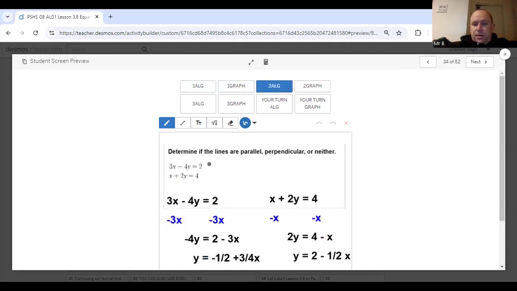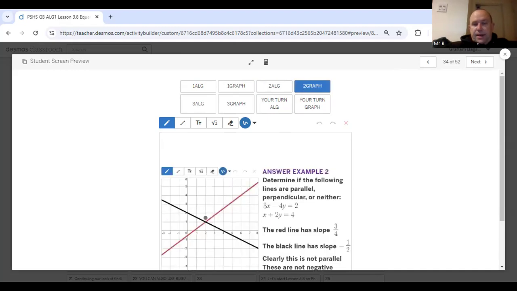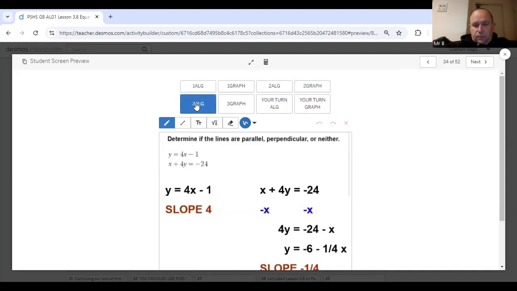I did the same thing for this one. These do not say y equals, so I rearranged them so they do say y equals. And then as I look at the slopes here, 3/4 and negative 1/2, clearly they're not the same slope, so this is not parallel. But also, if I was to flip and change 3/4, I would get negative 4/3, which is not what I have here. So for that reason, I would suggest for this one, neither. And if I look at the graph, I think you can clearly see they're not parallel. And that angle there does not look like a 90-degree angle. So I'm going to say that this one is neither, as I first suggested.